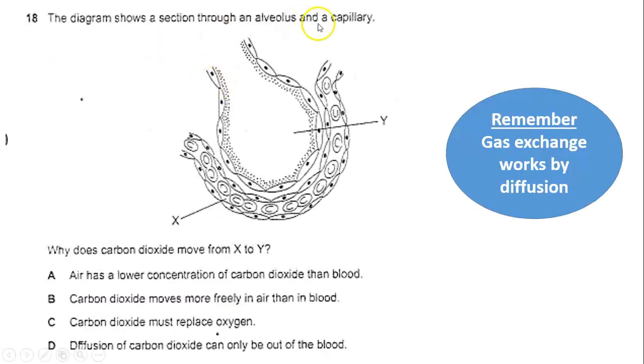The diagram shows a section in the alveolus and a capillary. So this is the blood capillary here, and this is the alveolus. Why does the carbon dioxide move from X to Y? Because it moves by diffusion. Remember, all gases move by diffusion. Now we have less carbon dioxide in the alveolus and more carbon dioxide in the blood. So the carbon dioxide will move because of the concentration gradient. So air has lower concentration of carbon dioxide than the blood.